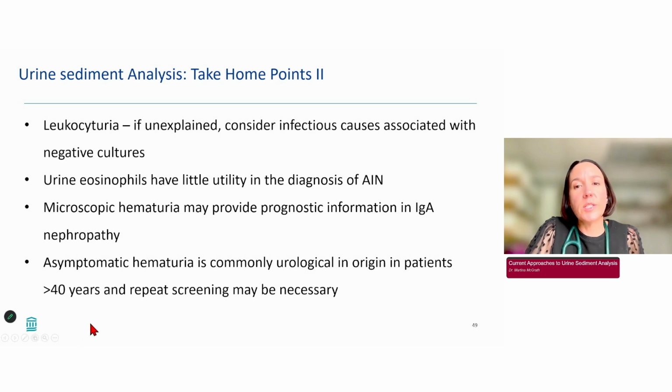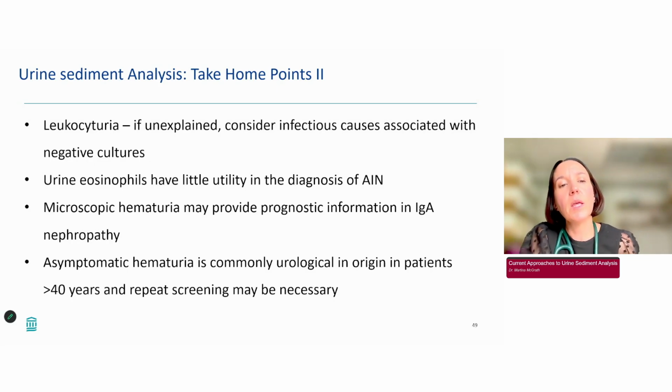In cases of leukocyturia, if it's unexplained, it's worth considering those infectious causes associated with negative cultures, particularly in immunosuppressed patients, thinking about sexually transmitted conditions, and then urine infections like mycoplasma and ureaplasma. Urine eosinophils have little or no utility in the diagnosis of allergic interstitial nephritis.